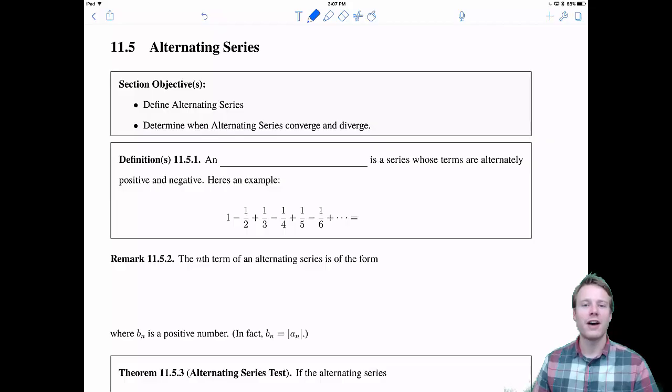Welcome everyone to 11.5, alternating series. Now up until this point, all of our series have been positive, right? So pretty much all of our tests and everything have always required us to have positive terms.